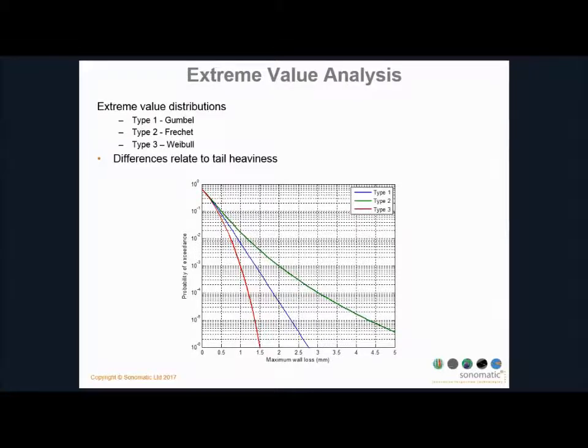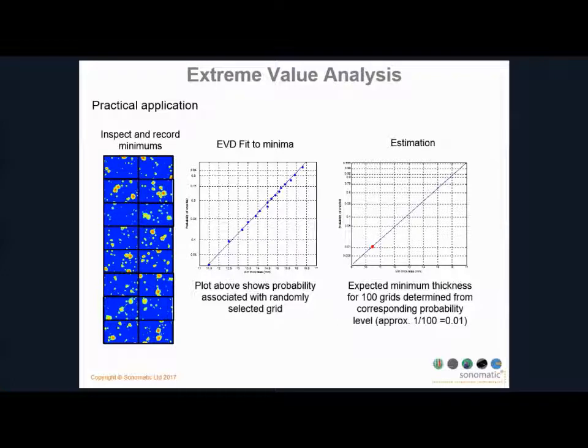So just looking at practical application of the extreme value approach, you'd carry out inspection on grids and record the minimum thickness within each of those grids. You would then fit an extreme value distribution to the minimum, which we've carried out here. So basically fitting an extreme value distribution to the measured values, which are shown by the blue dots. And this plot shows the probability associated with a randomly selected grid. So if we took one grid at random, what's the probability that the minimum thickness would be less than a given value?